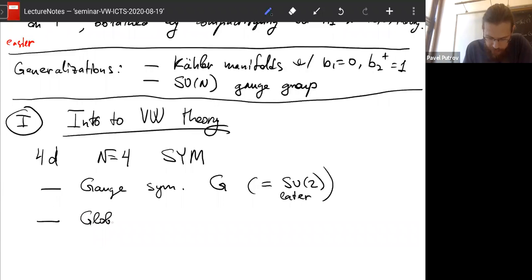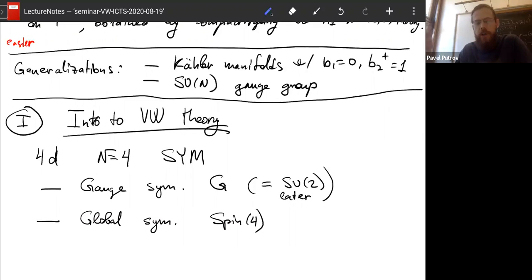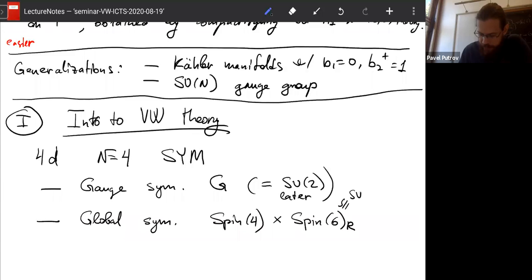This theory has the following global symmetry: Spin(4), which is just the spin lift of SO(4) rotations in four dimensions, times Spin(6) R-symmetry, or equivalently SU(4) R-symmetry group. The theory has 16 supercharges, and this R-symmetry rotates the supercharges.